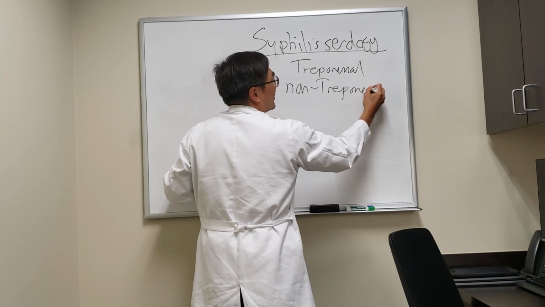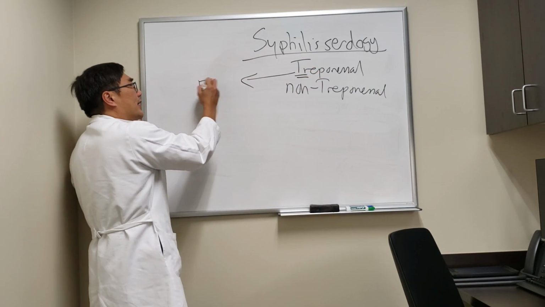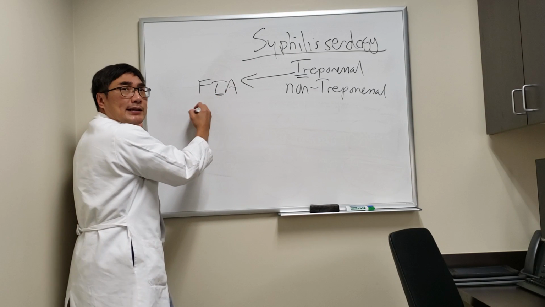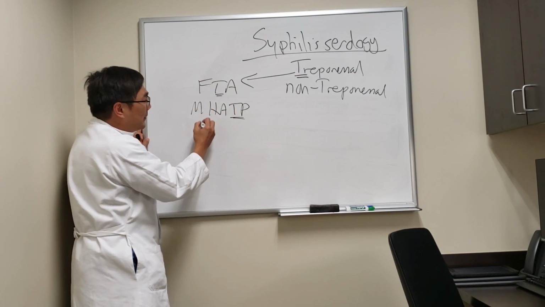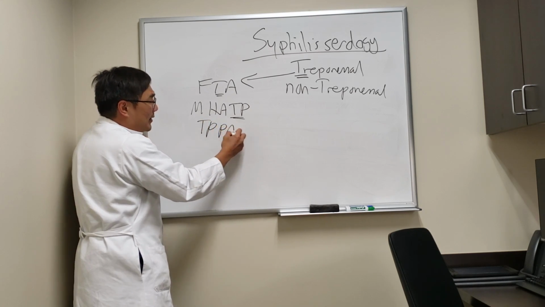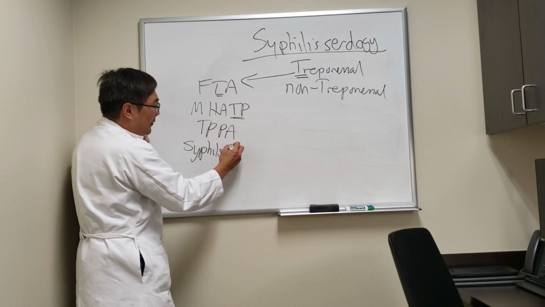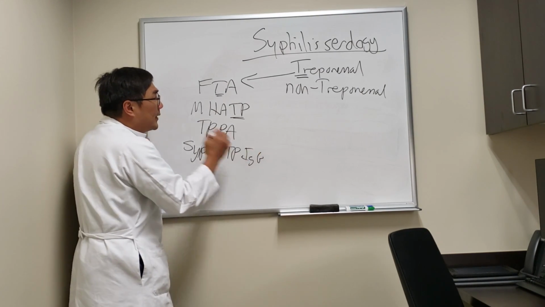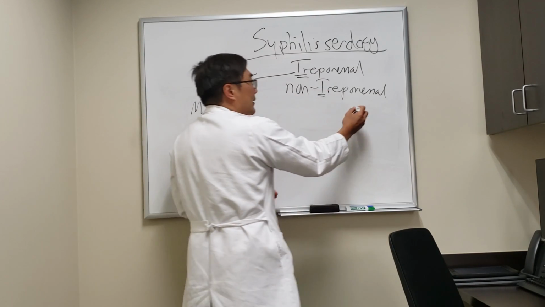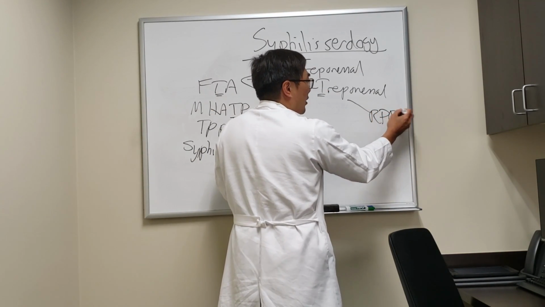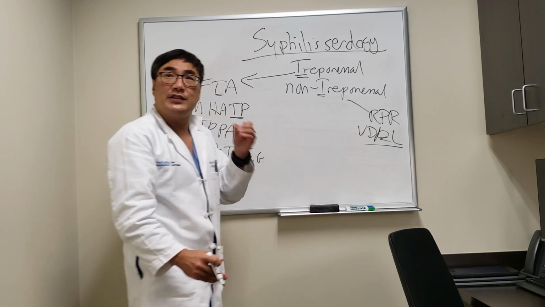The treponemal tests are identified by the letter T, and so you've got choices: FTA-ABS has a T, MHA-TP, microhemagglutination for Treponema pallidum, the Treponema pallidum particle agglutination test, and the syphilis Treponema pallidum IgG. There are non-treponemal tests. These don't have a T, no T. That's the rapid plasma reagin, RPR, and the Venereal Disease Research Laboratory test, VDRL.